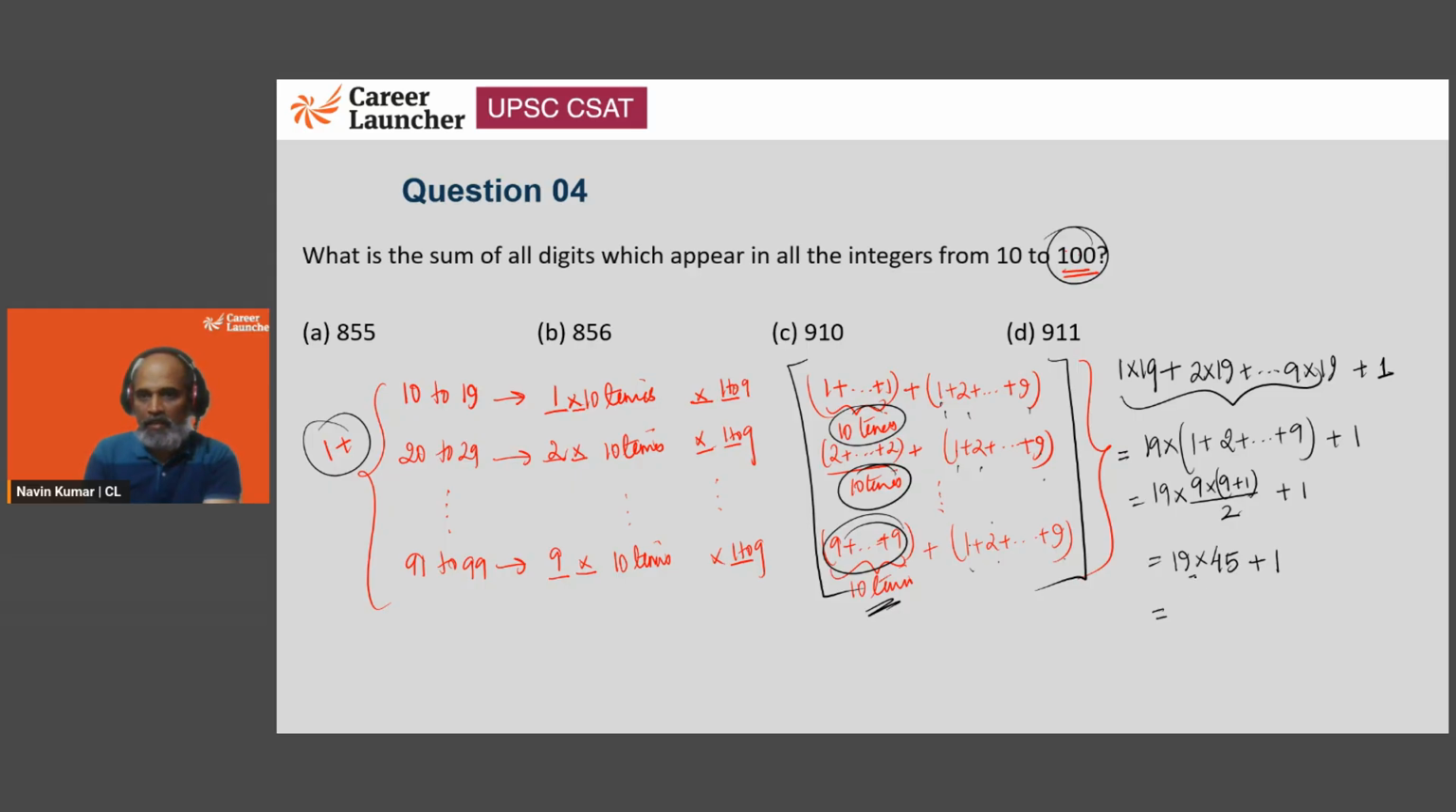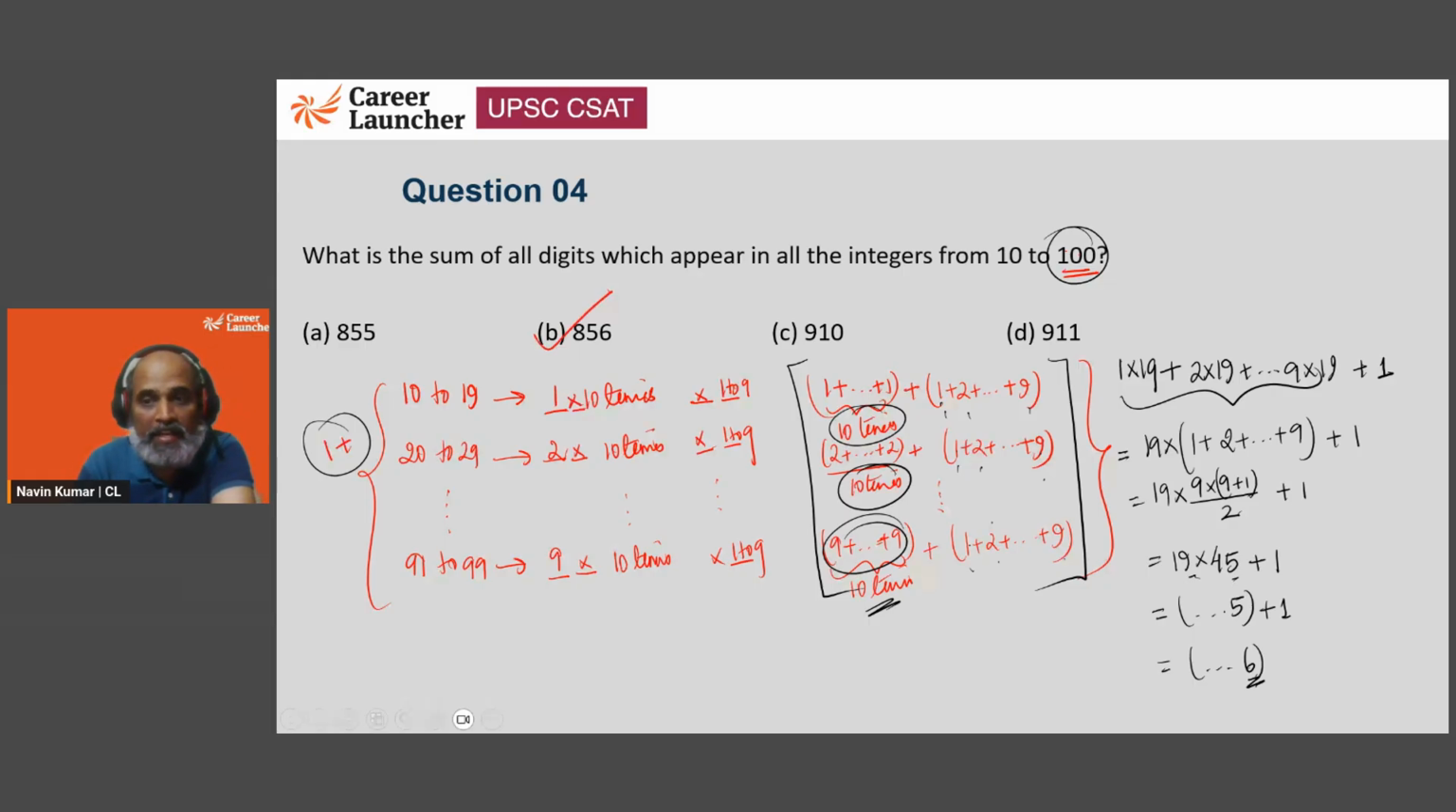No. 9 into 5 is going to be a number that will end in 5. 9 into 5 is 45, right? And then when we add 1 to it, my final answer will have a units place which is going to be 6. There is only one option that has the units digit as 6.